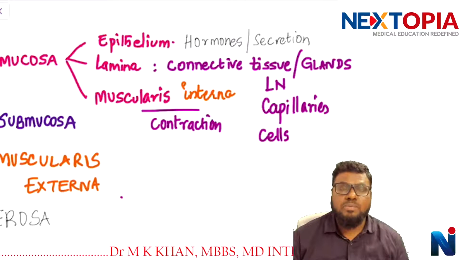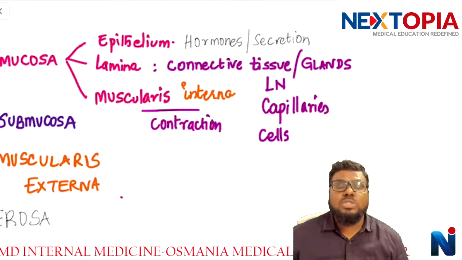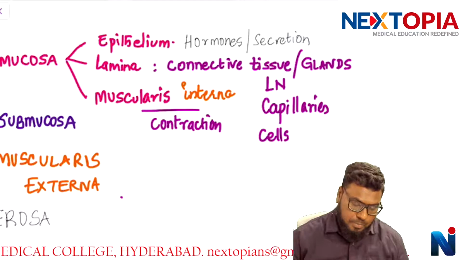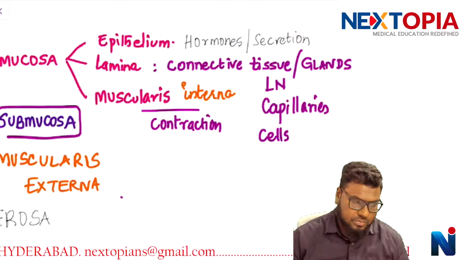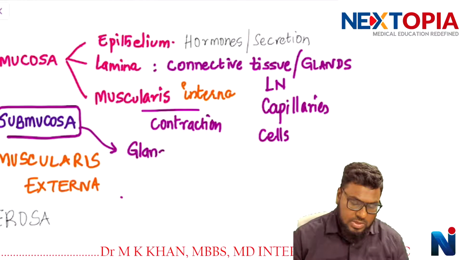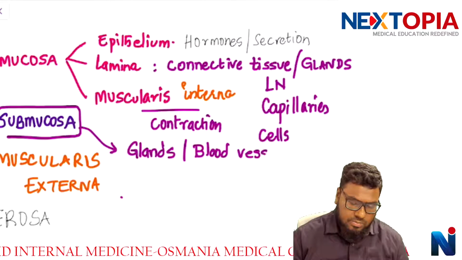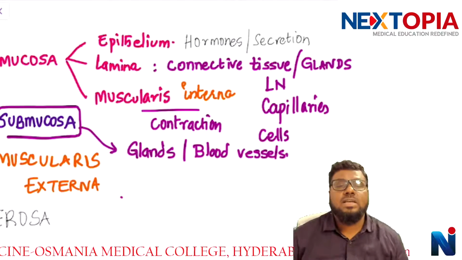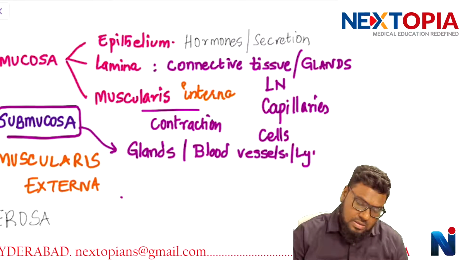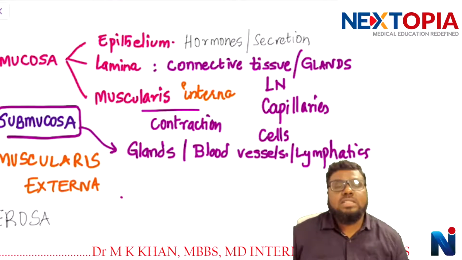Next comes the submucosa. The submucosa is another layer of connective tissue. And wherever we have connective tissue, we have glands and blood vessels. So here again, the submucosa has glands and has blood vessels. It has glands and it has got large blood vessels. It has got lymphatics. Right. Next comes the muscularis externa.